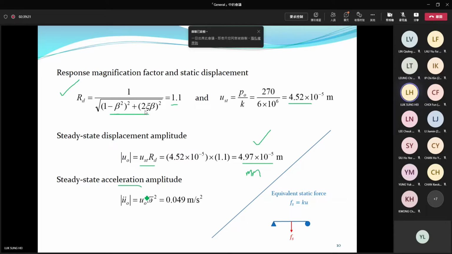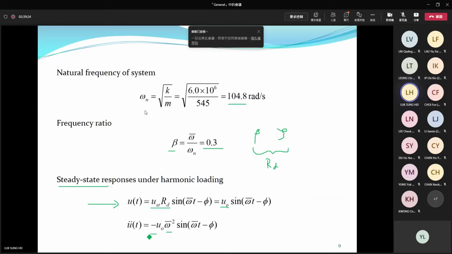Acceleration. For acceleration, we refer to the previous equations. UST times RD times omega bar squared.